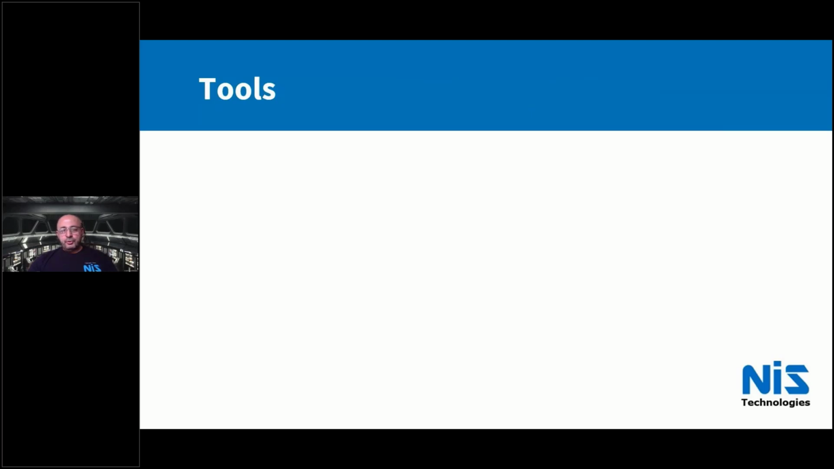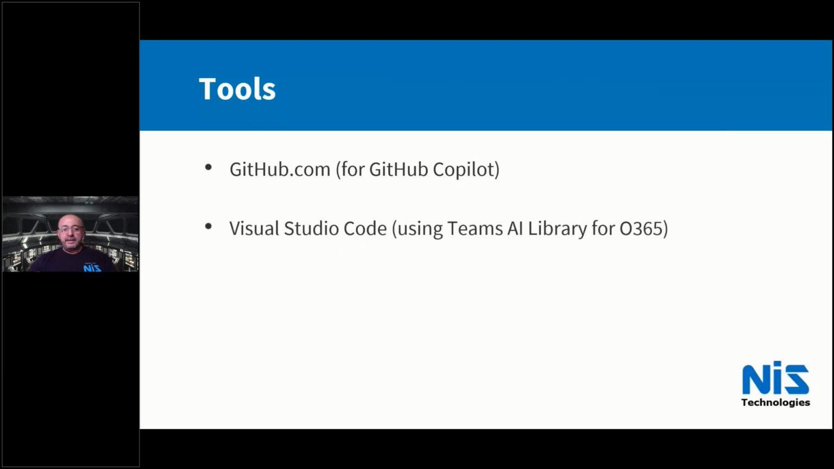Now, as far as tools, since GitHub is a widespread product and it's available in a variety of different flavors, likewise, there are a variety of tools that can be used to build my own Copilot. If I'm utilizing GitHub Copilot, I would need to utilize github.com to be able to build a GitHub Copilot. If I'm using it for Visual Studio Code, I can use the AI Teams library for Office 365 and be able to build a Copilot for Office 365 there.